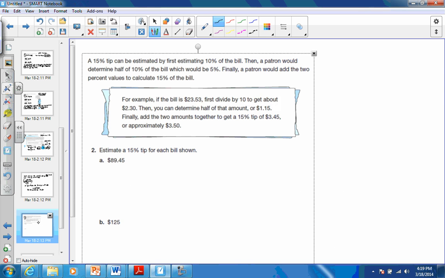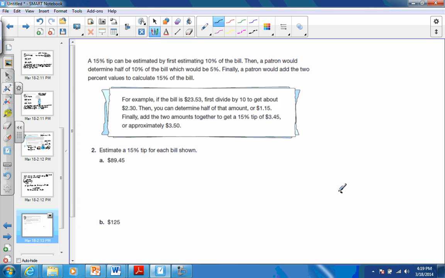So a 15% tip can be estimated by first estimating 10% of the bill. Then a patron would determine half of the 10% of the bill, which would be 5%. Finally, a patron would add the 2 values together to calculate 15% of the bill. For example, if you had a bill that was $23.53, first divide by 10 to get $2.30. Then you can determine half of that amount, or $1.15. So I just took half of 230 to get $1.15. And then finally, you would add the two tip amounts together to get $3.45, which is approximately $3.50.